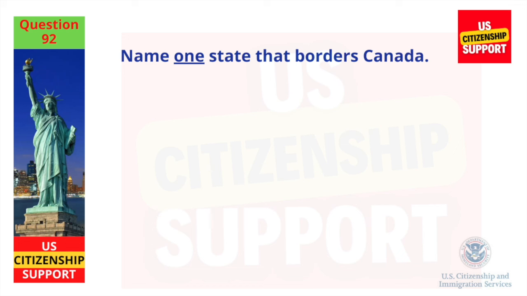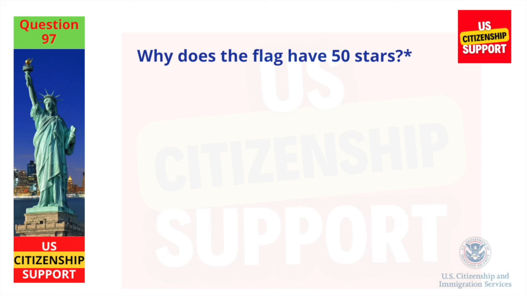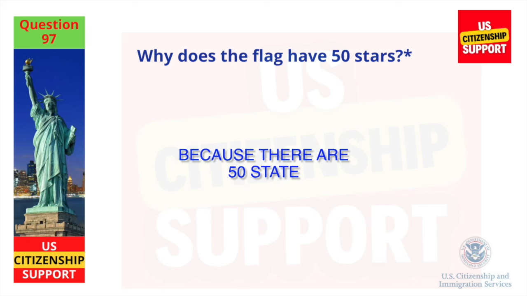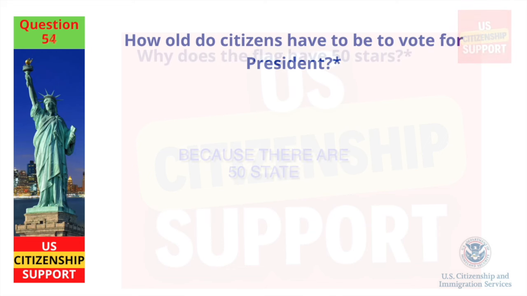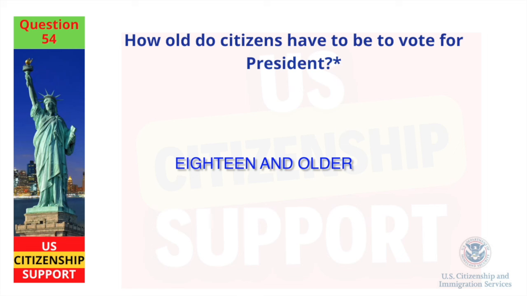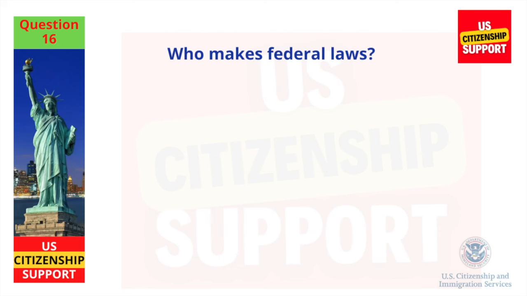Name one state that borders Canada. New York. Why does the flag have 50 stars? Because there are 50 states. How old do citizens have to be to vote for president? Eighteen and older. Who makes federal laws? Congress.